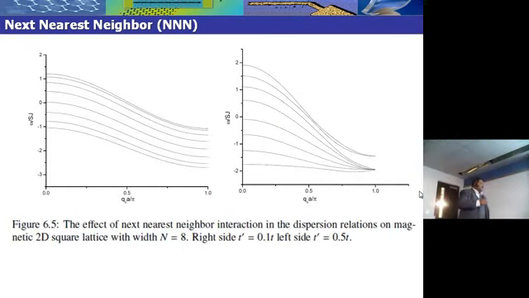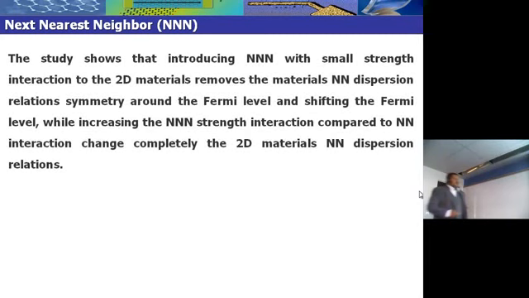Our result shows that introducing next nearest neighbor interaction to the model removes the material's dispersion relation symmetry around the Fermi level and shifts the Fermi level, while increasing the strength of the NNN interaction compared to NN can completely change the dispersion relation. For artificial magnetic properties, as we see, we can fabricate and control the NNN interaction, and with the NNN interaction we can actually tune the properties of the material to be suitable for our desired properties.